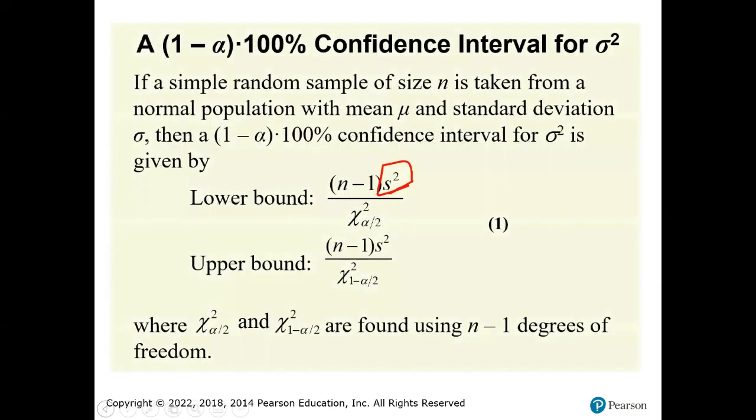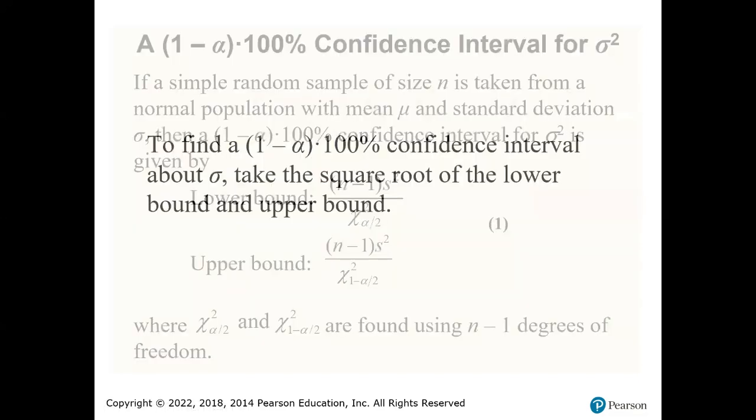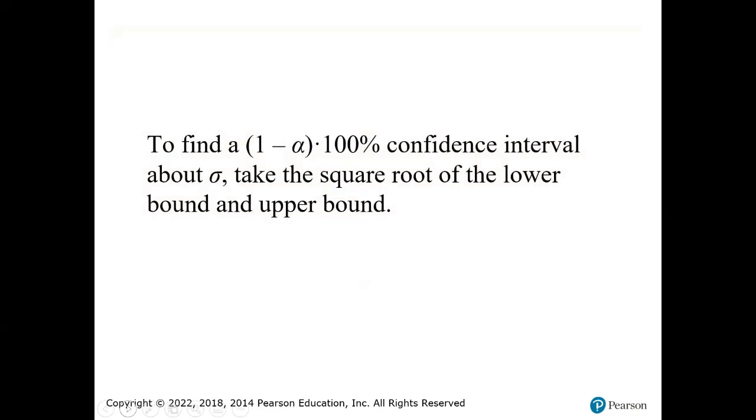So again, the variance is what's going to create our lower and upper bound. So in order to get whatever confidence it is we're looking for, this could be 95%, 90, 99, we will take the square root of the lower and upper bound.